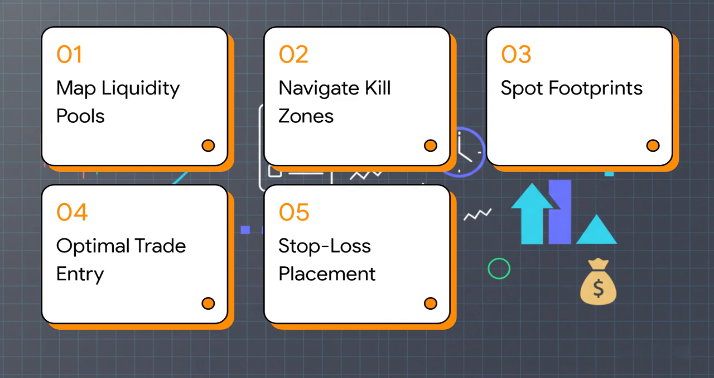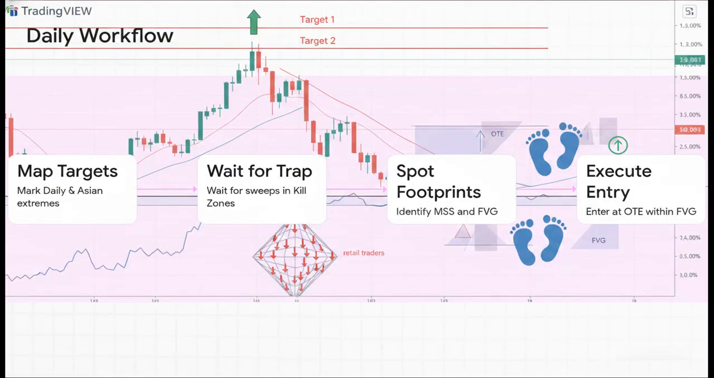1. Mapping liquidity pools. 2. Navigating the kill zones. 3. Spotting institutional footprints. 4. The optimal trade entry. And 5. Precision stop-loss placement. This is the overarching workflow you're going to execute from the exact moment you open up your trading terminal. You map your targets, you wait for those retail traders to be trapped, you verify the institutional footprints, and only then do you pull the trigger.